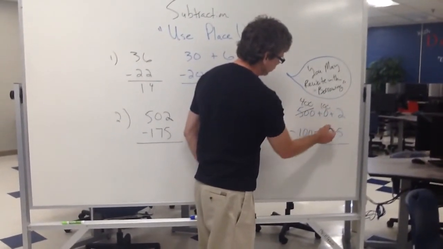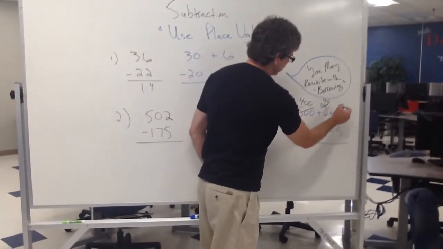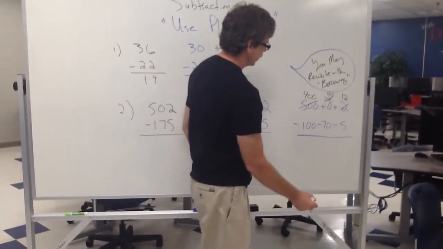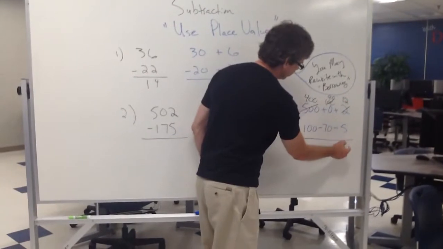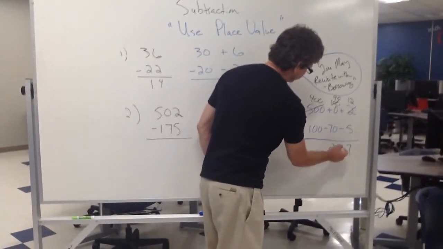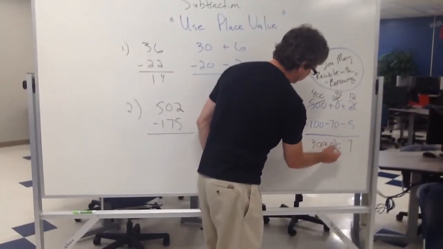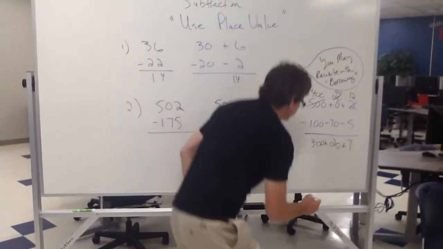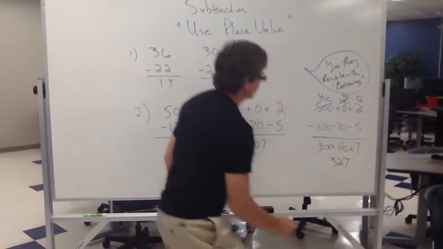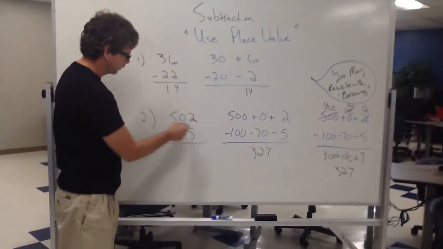So I'm allowed to borrow a 10 from the 100 and make that a 90, since I'm in the tens place. And I can add a 10 to the 2 and make that a 12. So I now have that math. And then I can come across here and go, well, 12 minus 5 is then a 7. 90 minus 70 would be a 20. A 400 take away 100 would be 300. And if I add those together, that should get me back to 327.